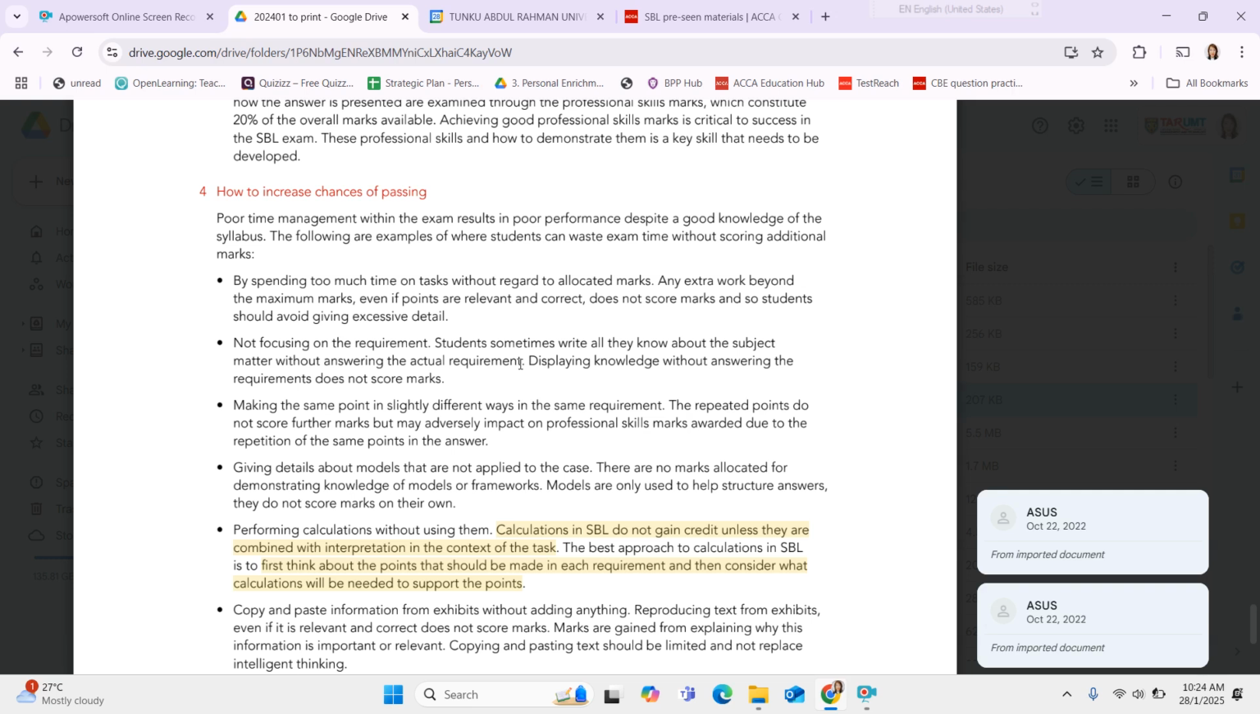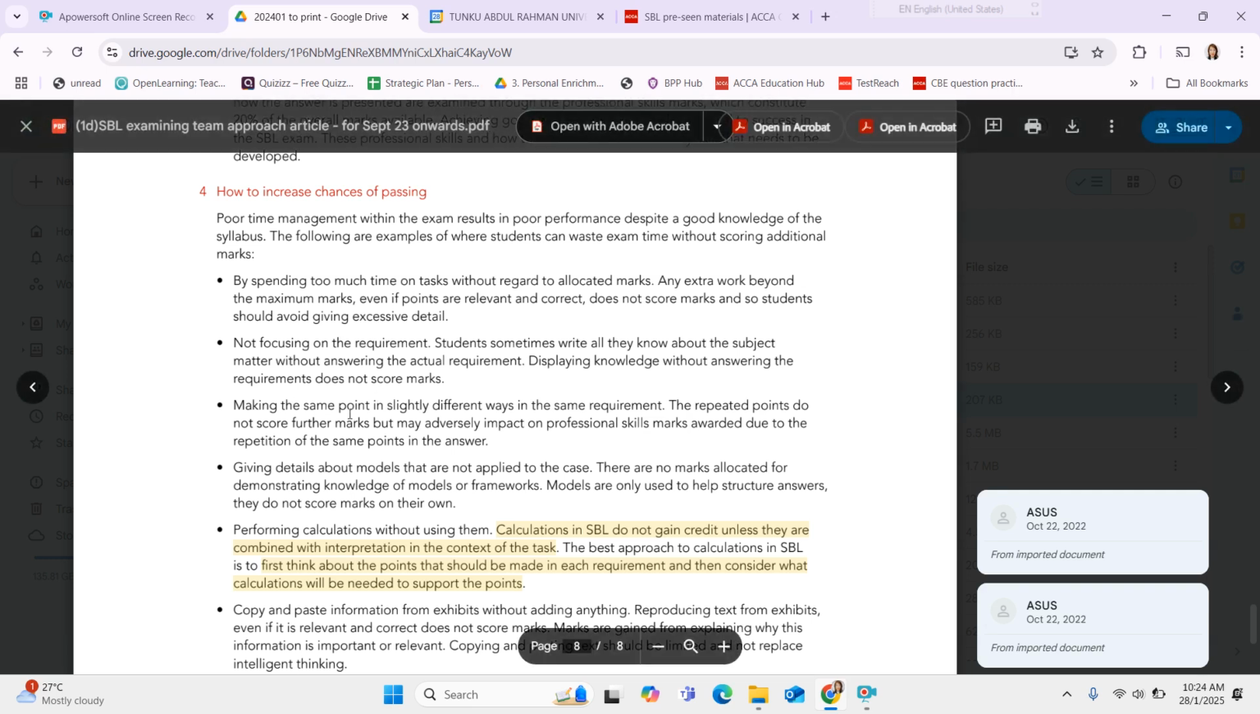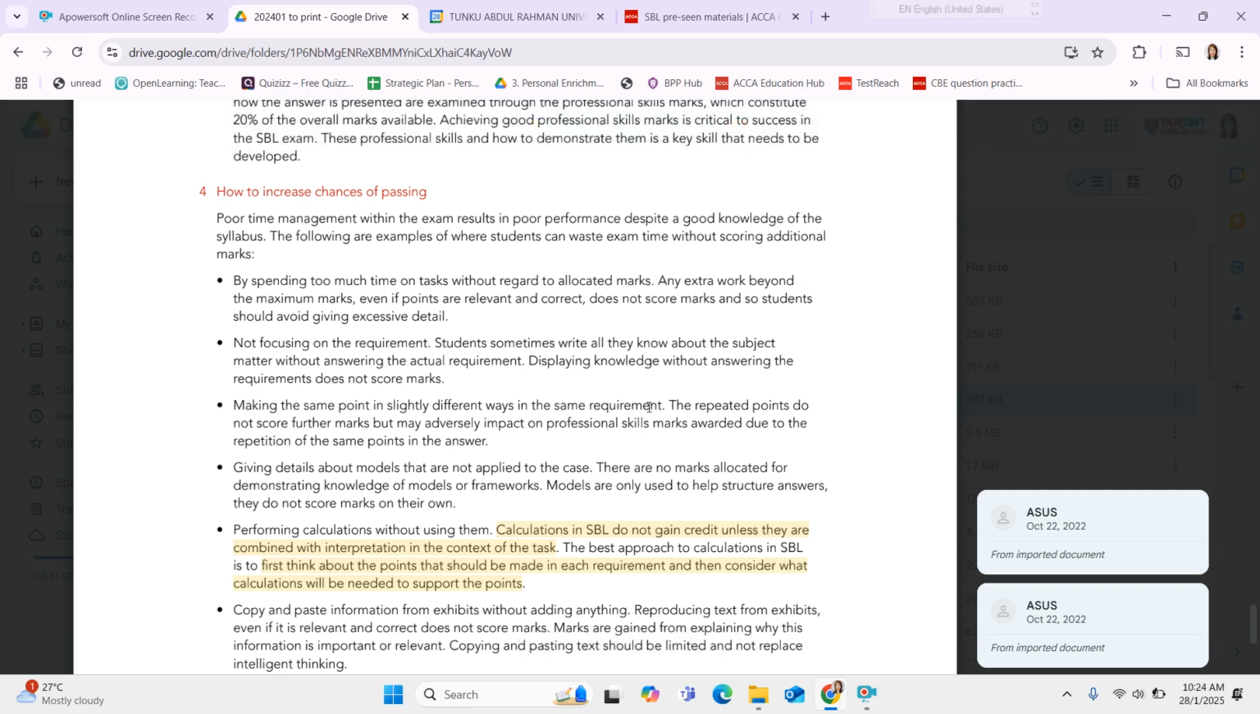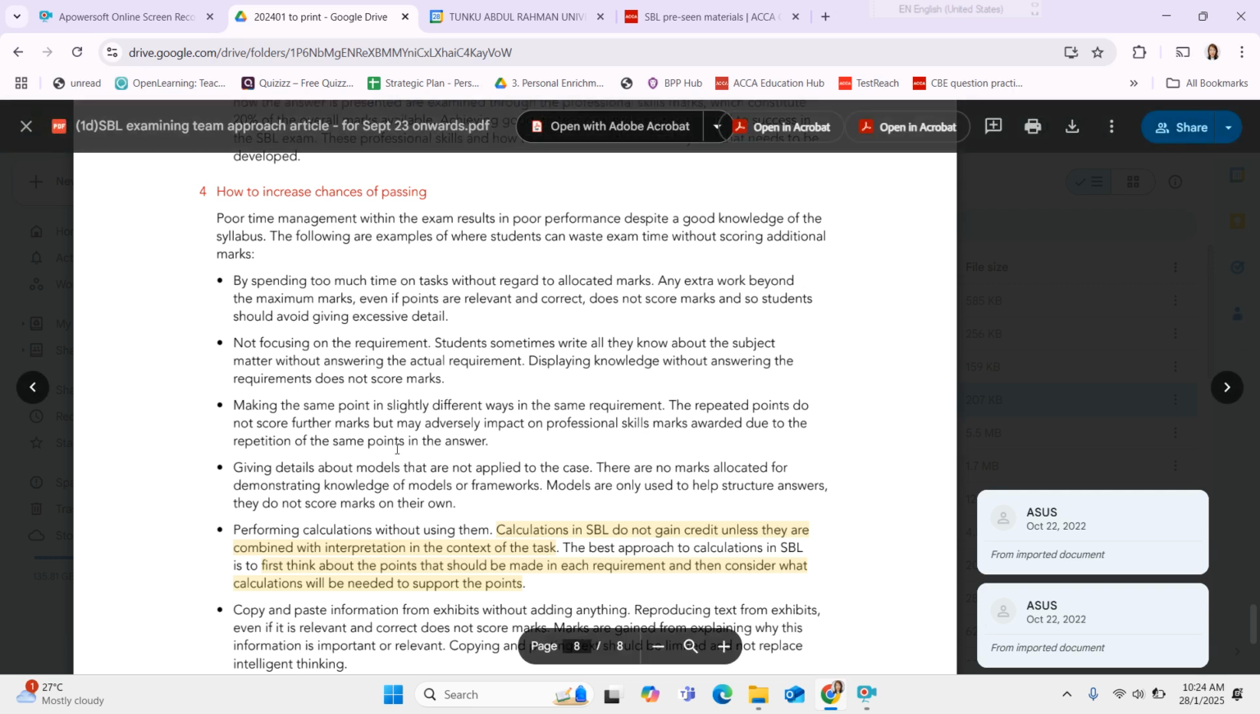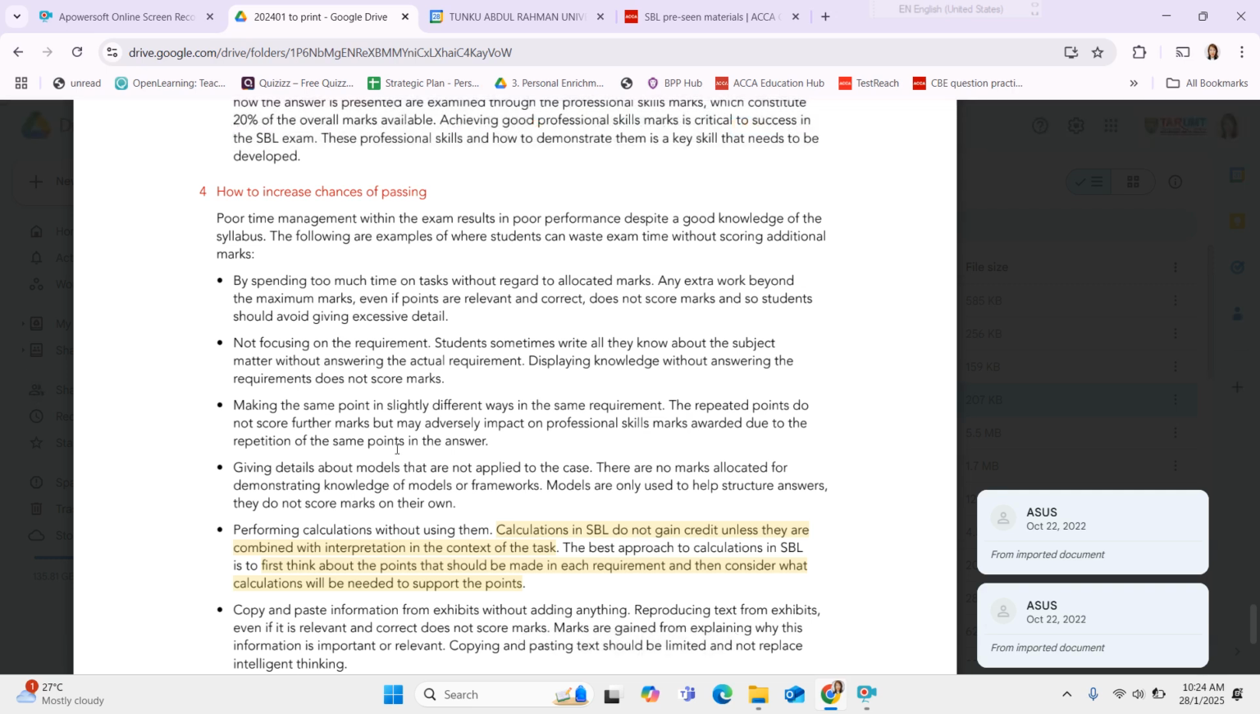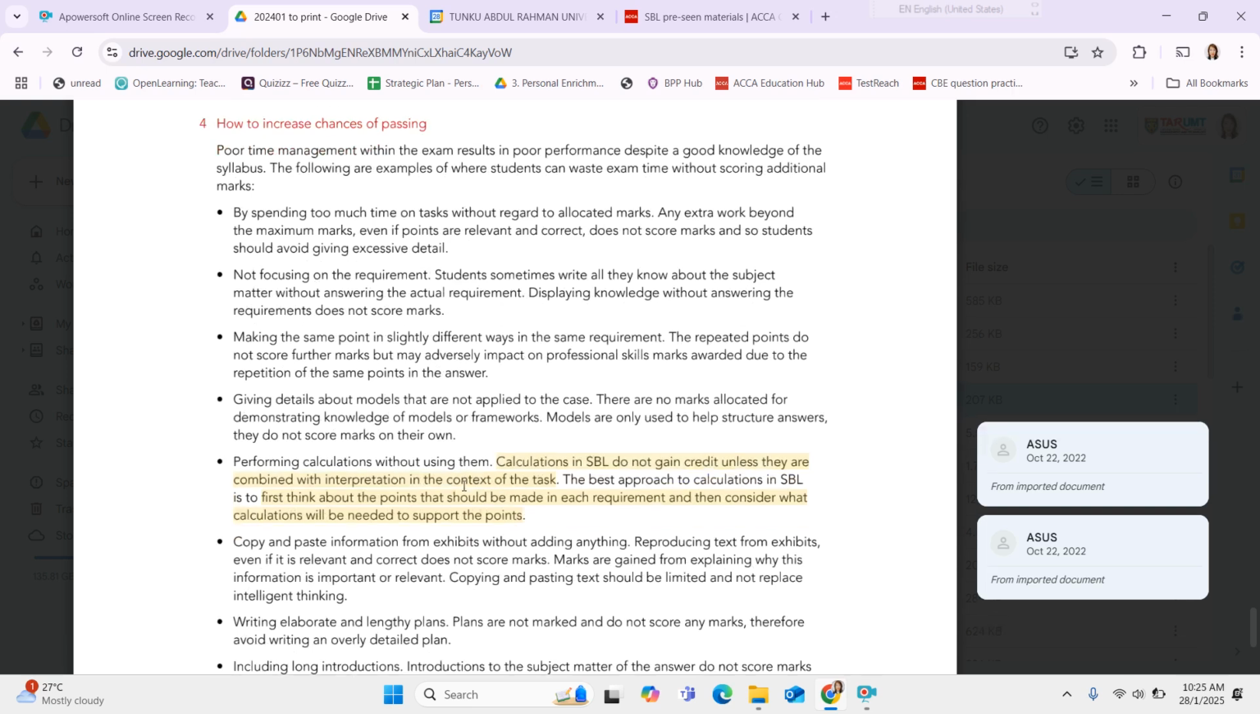You're supposed to answer to the requirements, right? Making the same point in a slightly different way in the same requirement is like repeating the same points. Now in SBL, one essential skill is you have to give as many points as possible, but the points must be different. You cannot be repeating the points, because not only will you not get technical marks, but this also affects your professional skills marks, right?